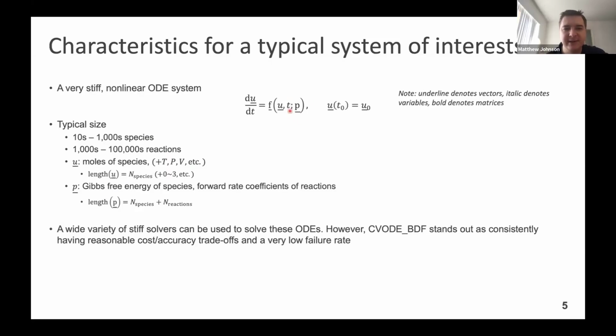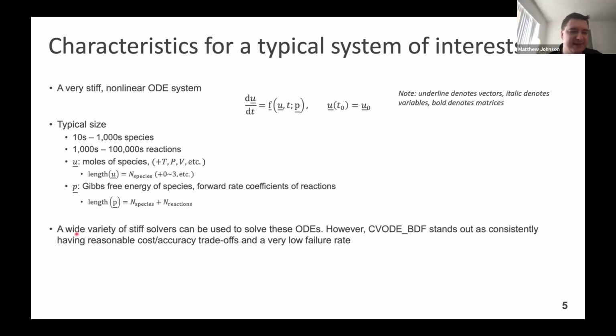As for our parameters, as we usually simulate it at least, we're going to have one parameter associated with the Gibbs free energy of each species, and one parameter associated with the pre-factor, or the forward rate coefficient, of each reaction. Since one is length species and the other is length reactions, we've got a parameter vector that's length species plus length reactions.